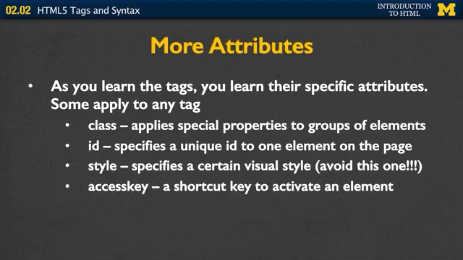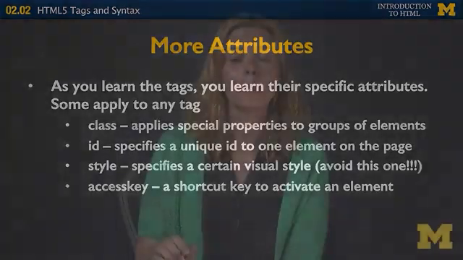The next one is called access key. And an access key is very important for accessibility. It allows a shortcut key to activate or put into focus an element. So maybe you have a big page and you have a form or something along it, and you want someone to be able to quickly get to a certain part of your page. You can give them an access key.